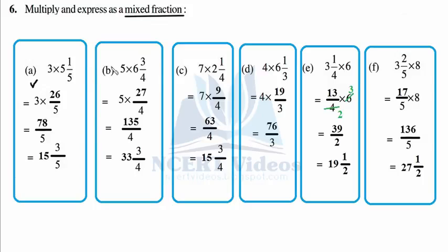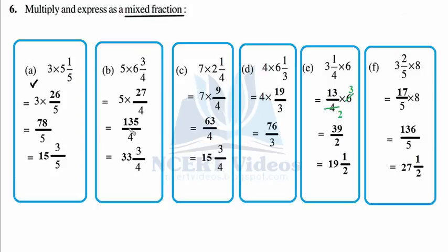Now B part, writing 5 into as it is. Now opening this, 6 4s are 24, plus 3 is 27, that is 27 over 4. Now multiplication, 7 5s are 35, that is 10 plus 3, so 135 over 4.